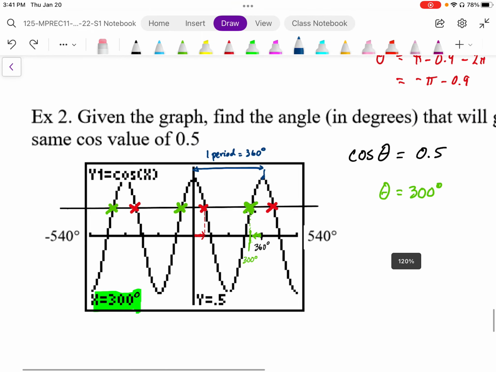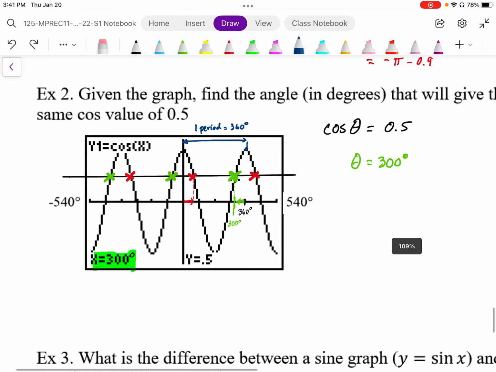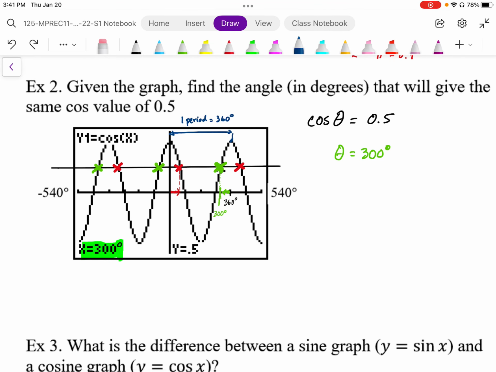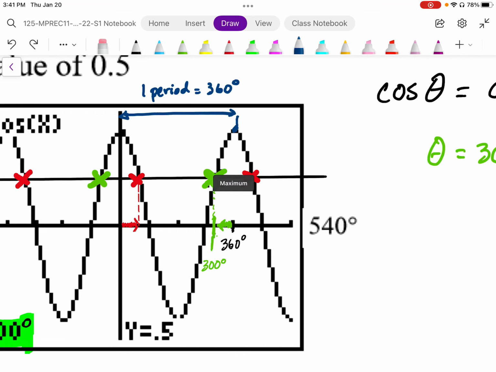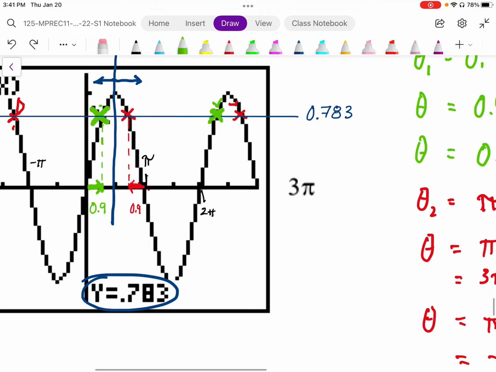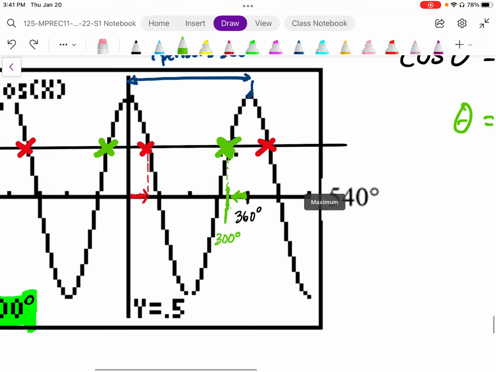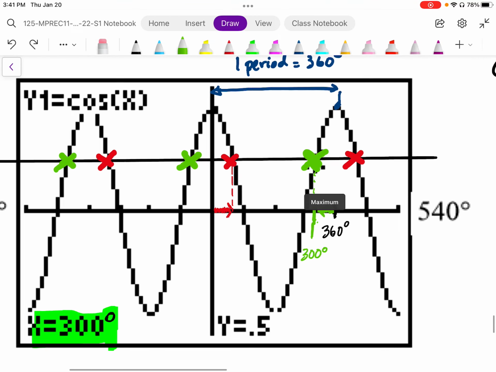Okay, so looking at the next one here, this one is in degrees. So we just have to adjust our thinking to degrees. But we have a cosine graph. So again, if we take a close look at this graph, this is a cosine function starting at 1 and going through one period to 360 degrees. There's our cosine function. Now we've drawn more than one period here. So we have the graph that looks like this.